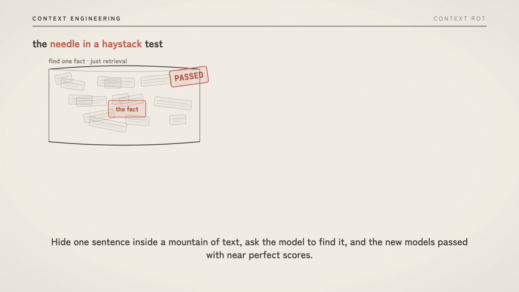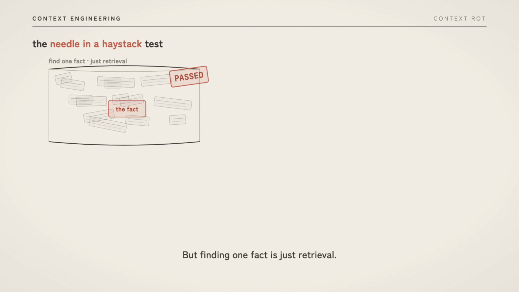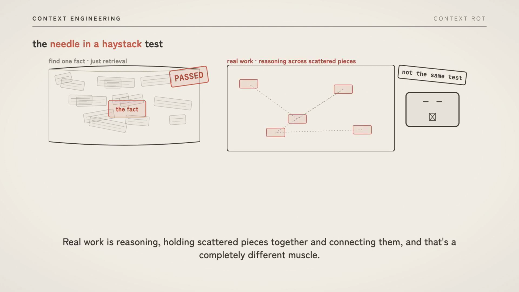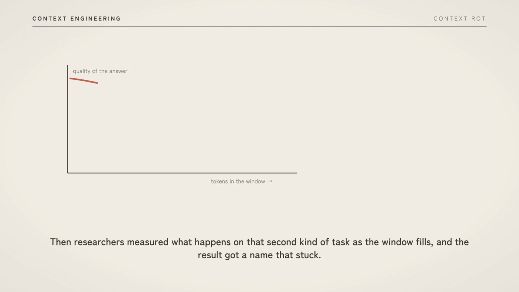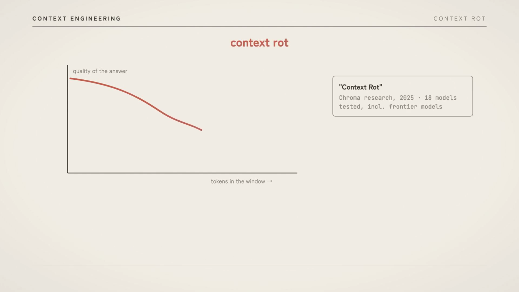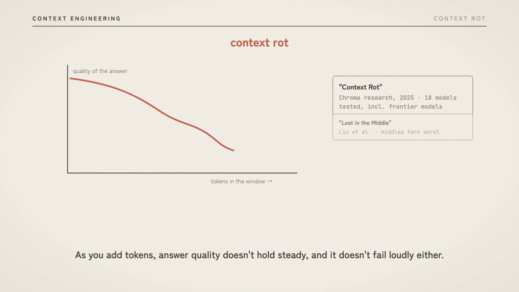Hide one sentence inside a mountain of text, ask the model to find it, and the new models passed with near perfect scores. But finding one fact is just retrieval. Real work is reasoning, holding scattered pieces together and connecting them, and that's a completely different muscle. Then, researchers measured what happens on that second kind of task as the window fills, and the result got a name that stuck: context rot. As you add tokens, answer quality doesn't hold steady, and it doesn't fail loudly either. It quietly slides downhill on the same model with the same question buried inside.